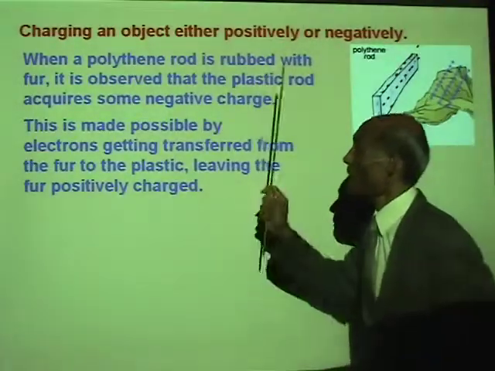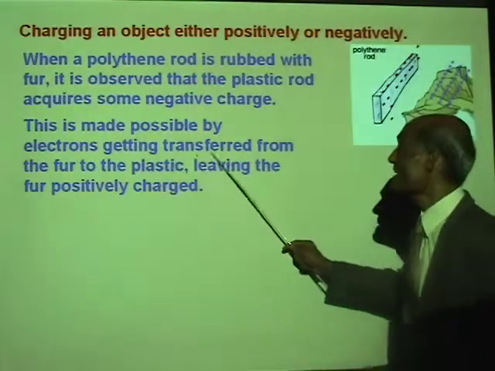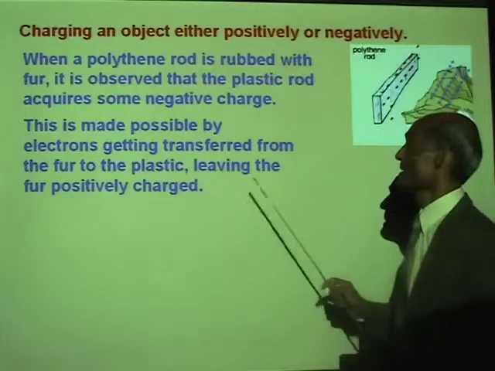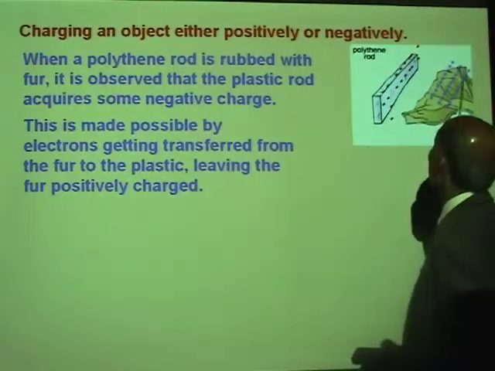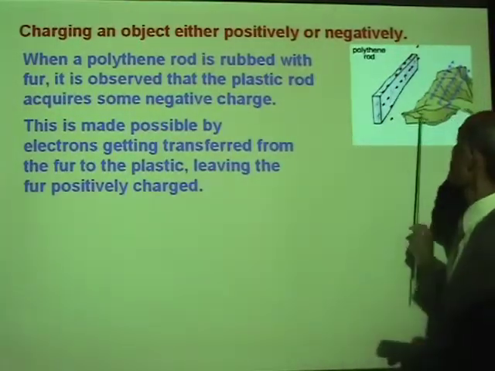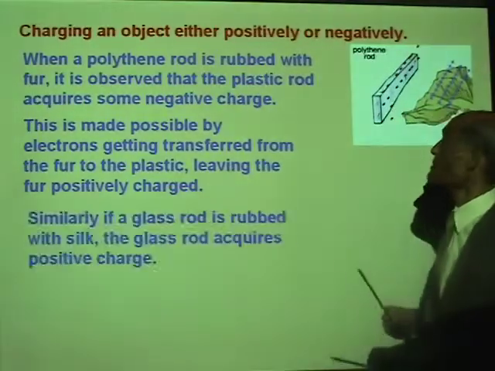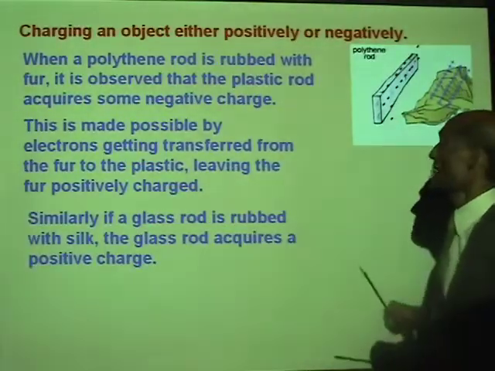So this is made possible by electrons getting transferred from the fur to the plastic, leaving the fur or the wool positively charged and giving an excess amount of negative charge for the plastic rod.